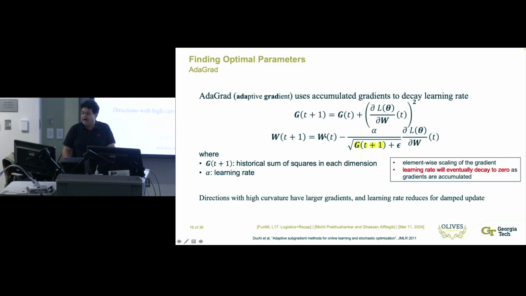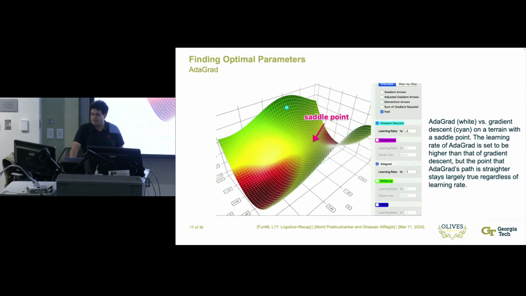In Adagrad and RMS prop, what changed was the alpha. We decayed alpha based on some historical set of gradients that we had before.